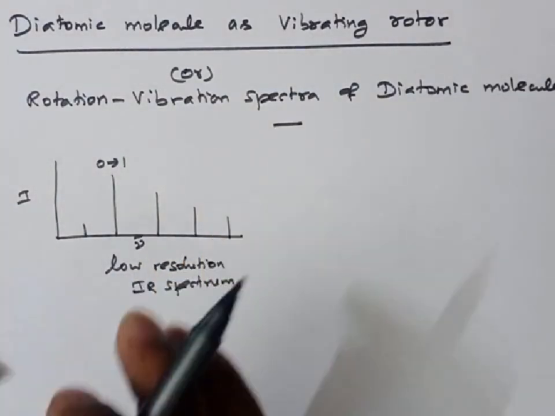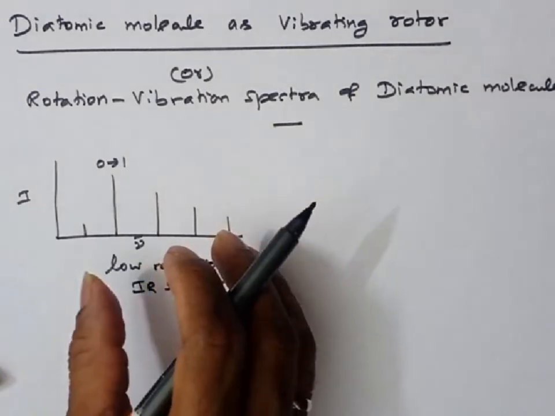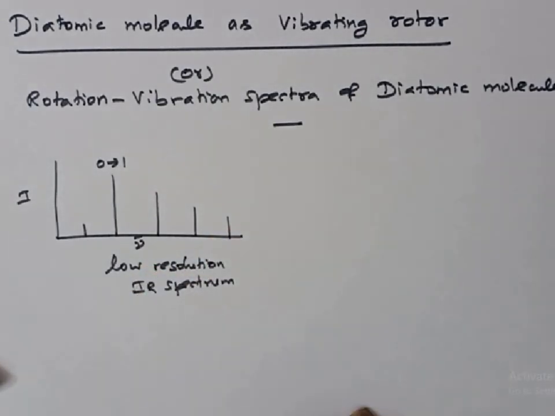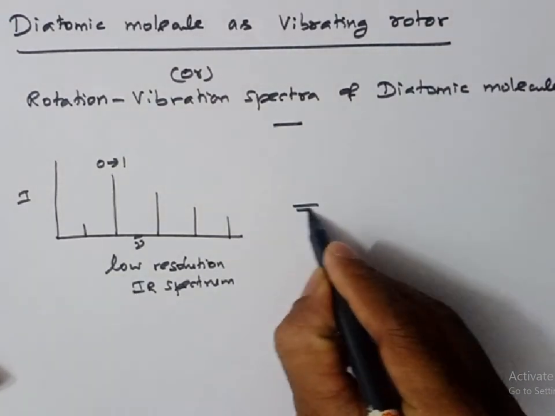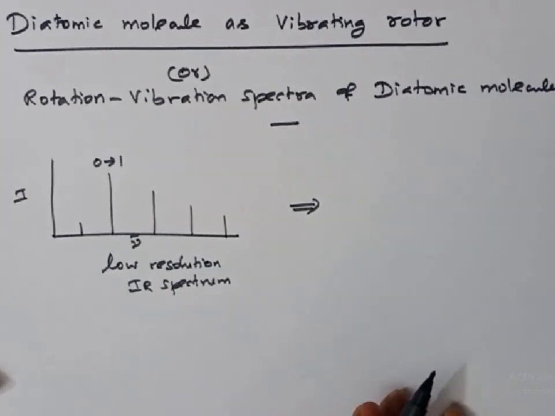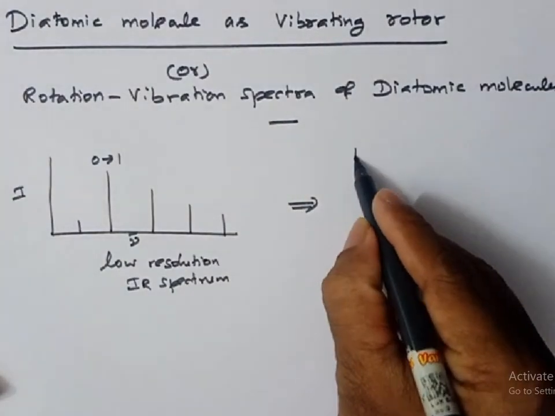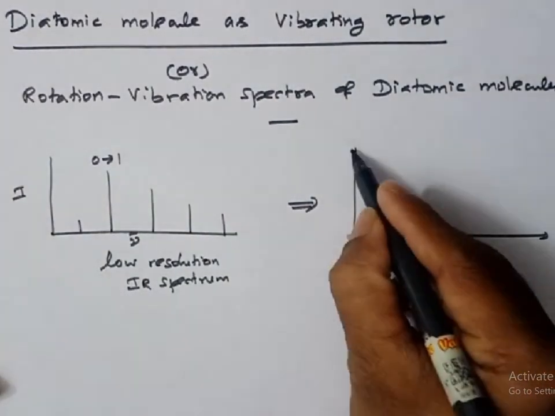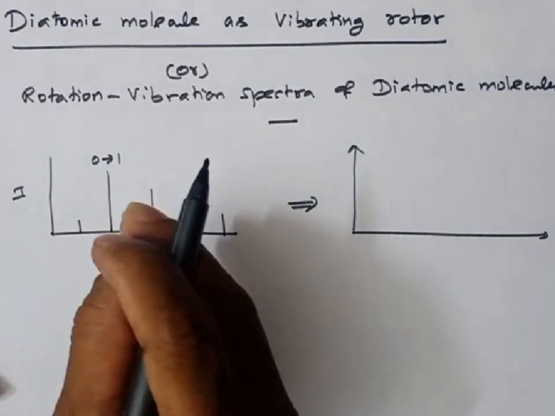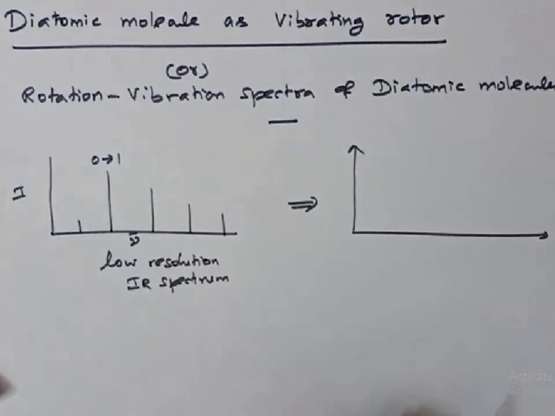This is supposed to be the spectrum if you take it with a low resolution spectrometer. But nowadays we have a lot of sophisticated instruments, and high resolution spectrometers are available. If you use a high resolution spectrometer, then each line here actually consists of many lines.